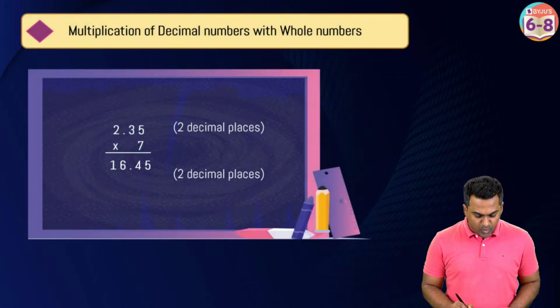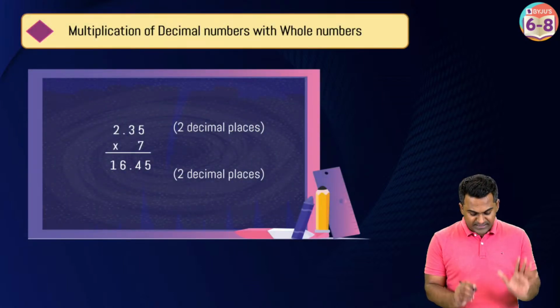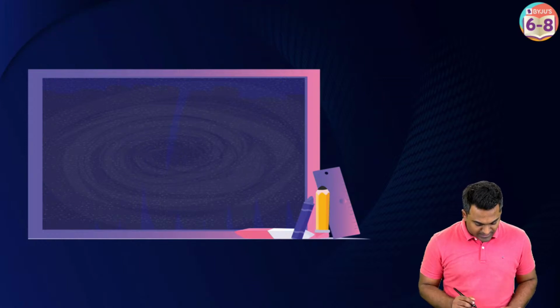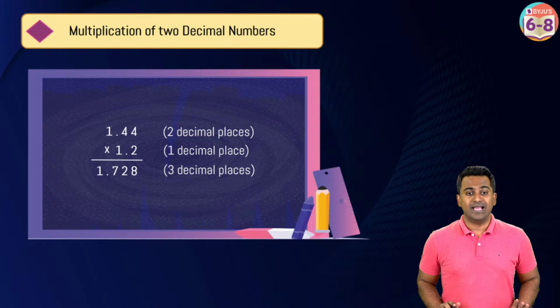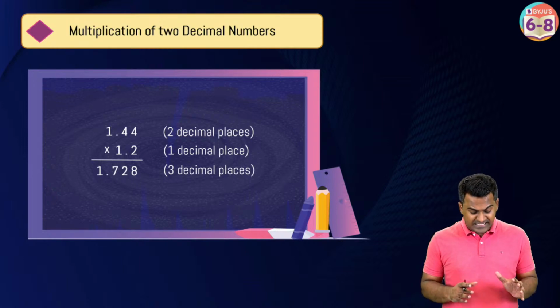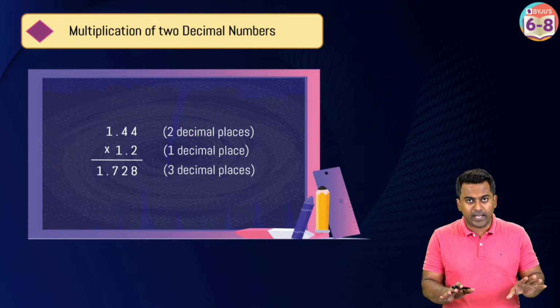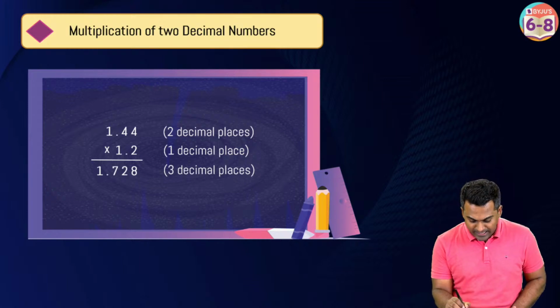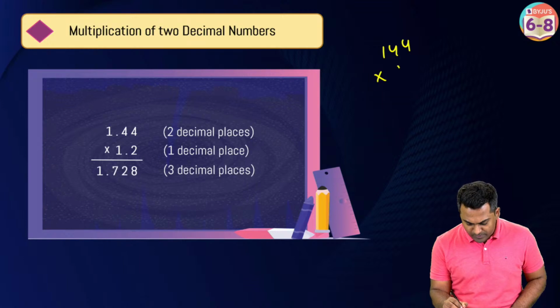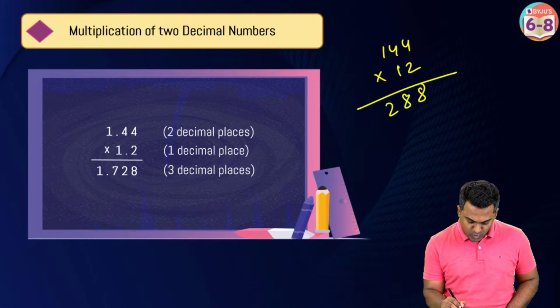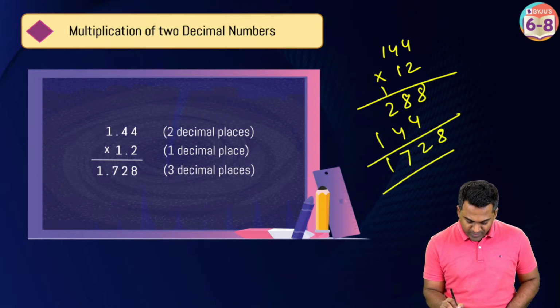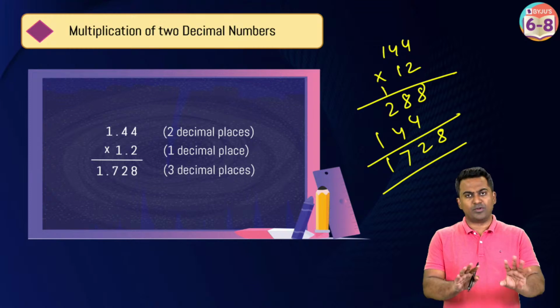So how are we going to multiply decimals? First thing is, let me give you another example. Have a look at this: 1.44, you're multiplying it with 1.2. My suggestion to you is, first thing, forget about the decimal point. Multiply it like you would multiply 144 with 12. Don't bother about the decimal point first. Multiply this first. 4 times 2, 8. This is going to be 1728. Forget about the decimal point.